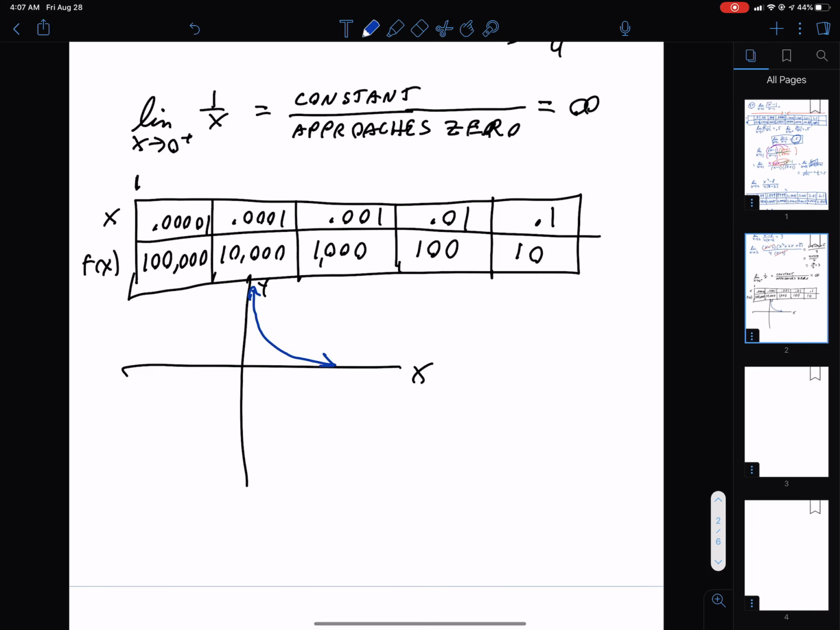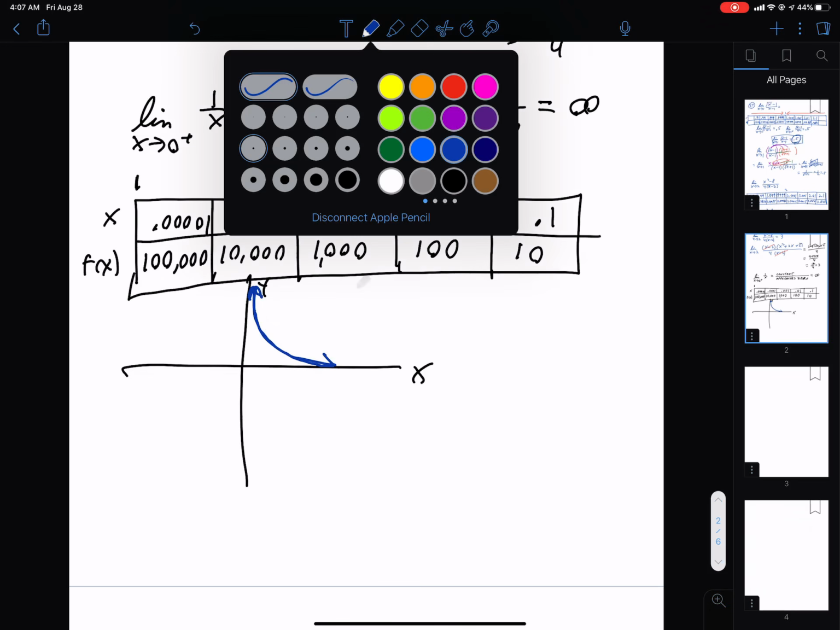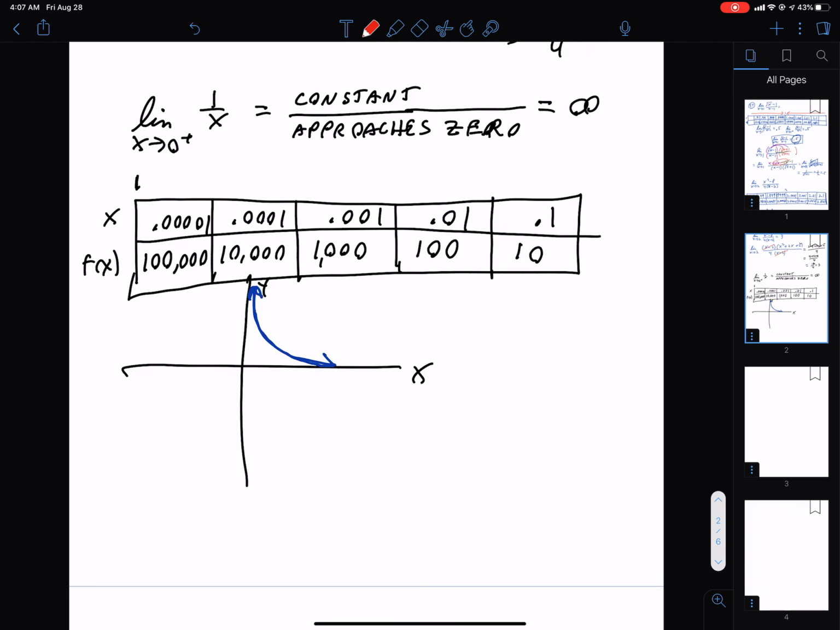Bam, that's what it's saying. So it's important that this mental picture makes sense to you. So what is this saying? As I approach 0 from the right, I'm approaching this way. And then what does the limit tell me? It tells me what the y value does. Well, this should tell you the y value keeps getting bigger and bigger and bigger.